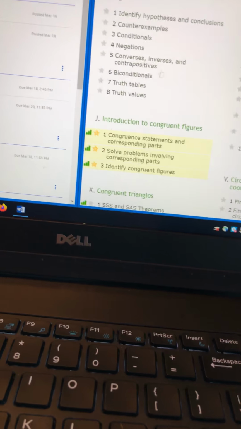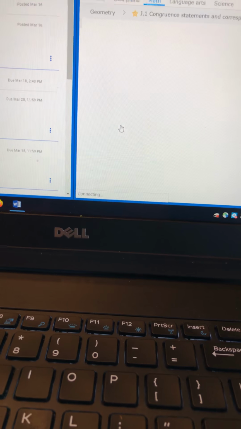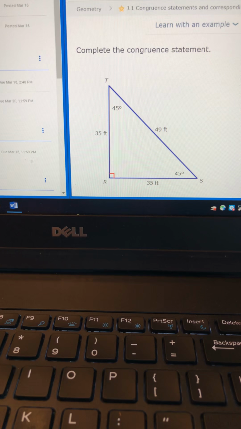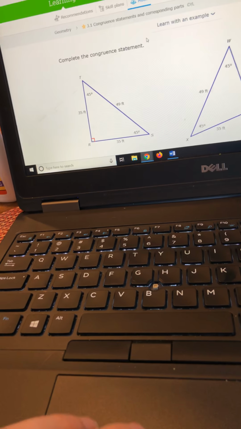So, here's what you're going to do today. I'm going to give you guys some IXLs to practice. Okay, so the first one is on congruency statements and corresponding parts. Let's make this bigger. Okay, and it just says complete the congruency statement.